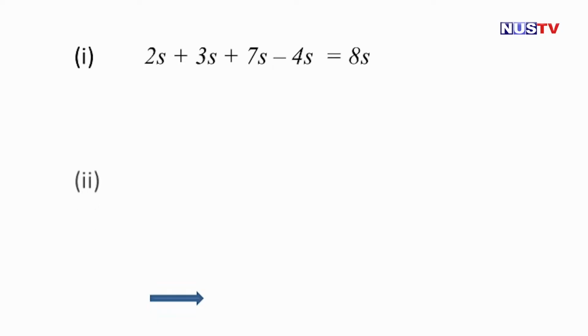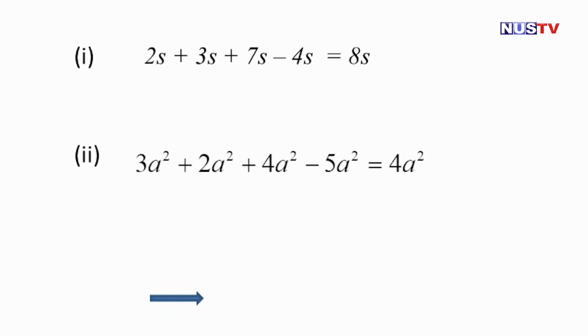12 minus 4 is 8, and the answer is 8s. The second example: 3a to the power of 2 plus 2a to the power of 2 plus 4a to the power of 2 minus 5a to the power of 2 is equal to, first, 3 plus 2 is 5, plus 4 is 9. 9 minus 5 gives you 4, which is 4a to the power of 2. Again, note that all those terms are like terms.